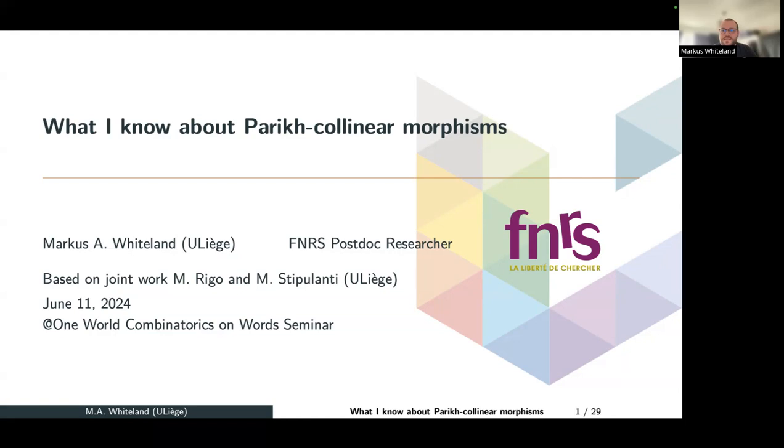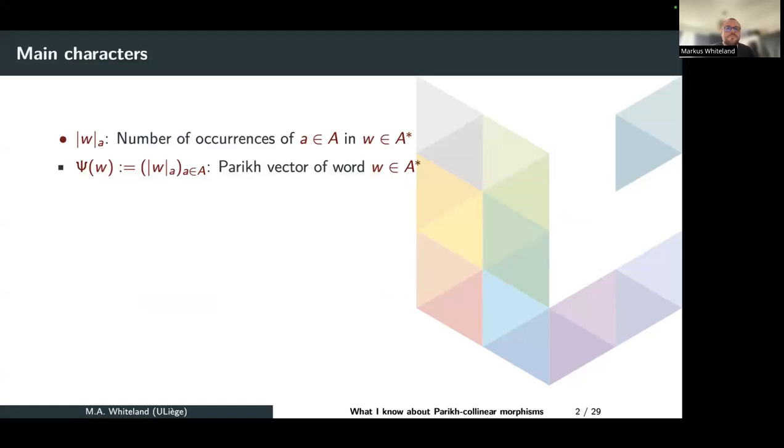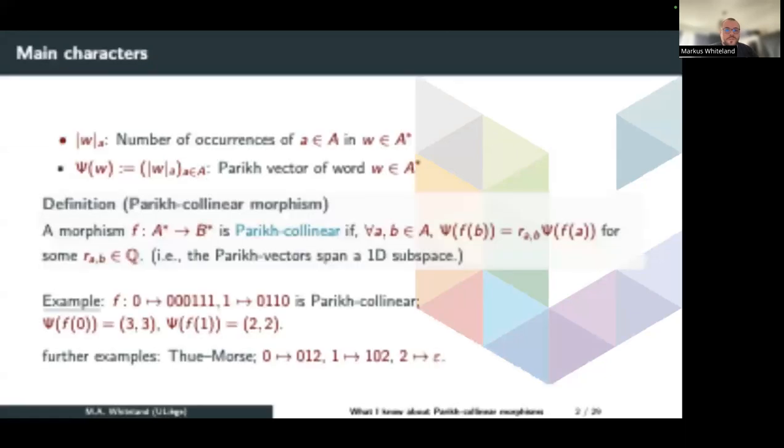Indeed, this is what I plan to tell you, and this is based on joint work with Michel Rigaud and Manon Stipulanti at the University of Liège. So let me just start by introducing the main notion. Some notation: we have the usual number of occurrences of a letter appearing in a word, denoted with this absolute value with the subscript a. And Ψ of w is the Parikh vector of a word.